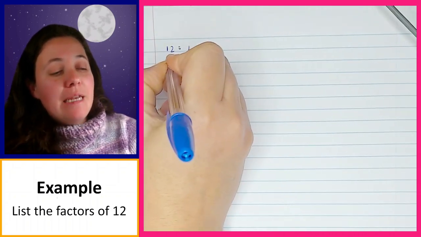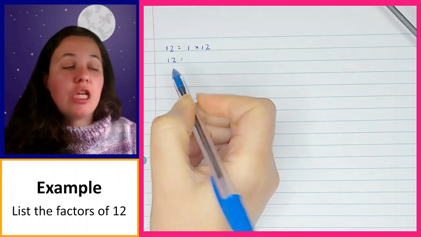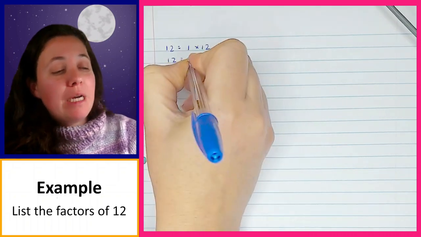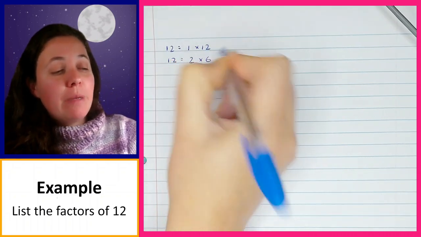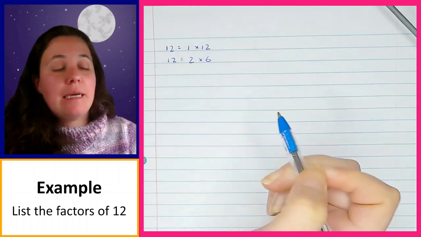Now let's have a look at the next number after 1, which is 2. If 2 goes into 12, then it is also going to be a factor. So 2 does go into 12. If I divide 12 by 2, I get 6. So my next factor pair is 2 and 6. If I multiply 2 by 6, I get 12.